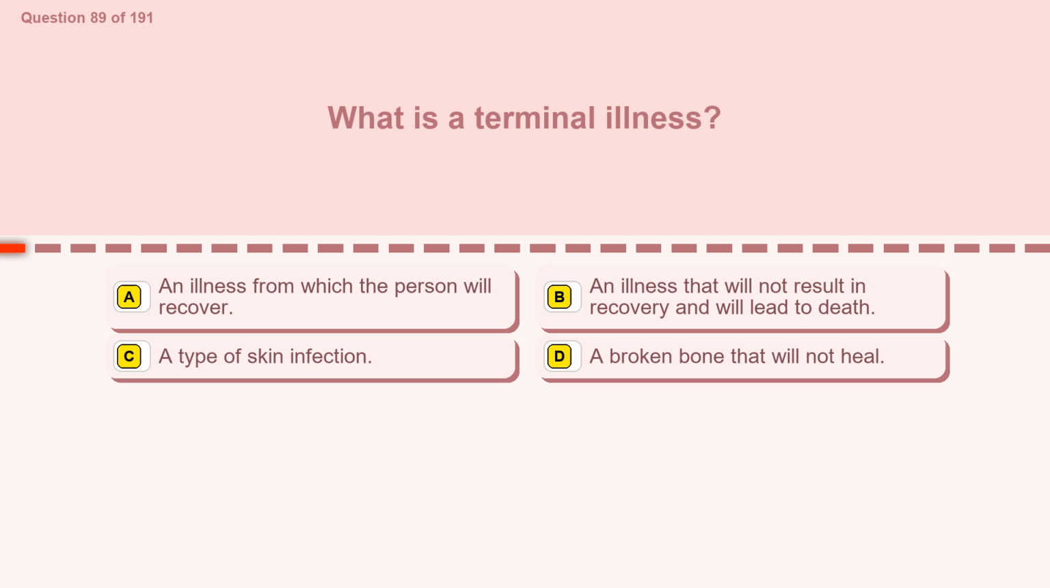Question 89. What is a terminal illness? Option A. An illness from which the person will recover. Option B. An illness that will not result in recovery and will lead to death. Option C. A type of skin infection. Option D. A broken bone that will not heal.